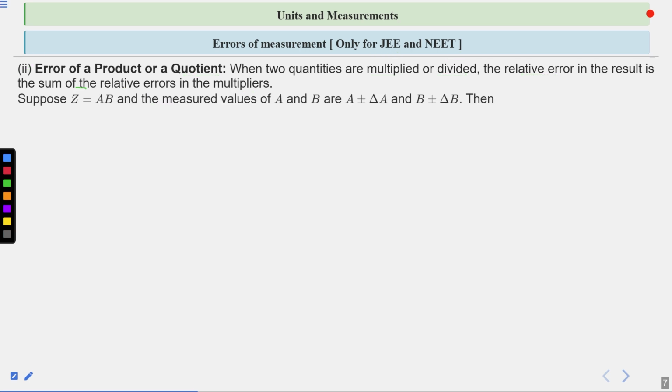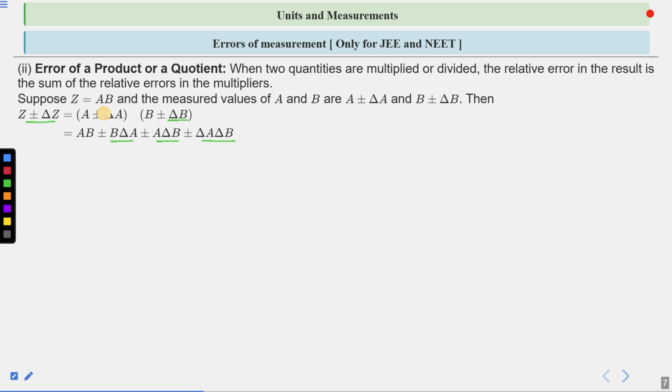So suppose we have the quantity Z is equal to AB. Z is a quantity and the measured values of A and B are A plus minus delta A and B plus minus delta B. Then Z plus minus delta Z is equal to A plus minus delta A times B plus minus delta B. So it will become AB plus minus B delta A plus minus A delta B and plus minus delta A delta B.